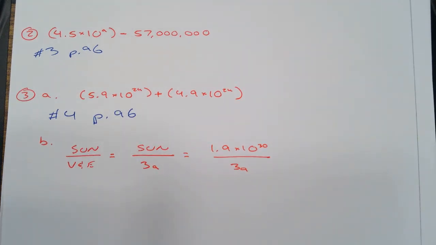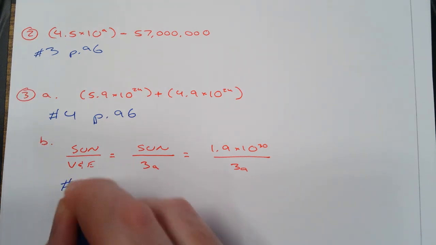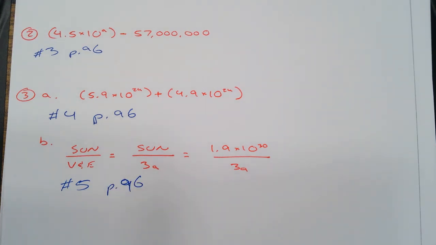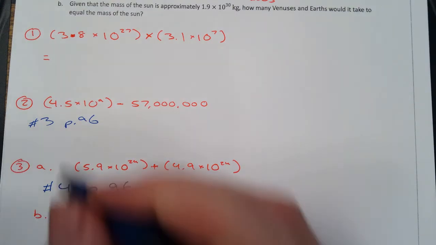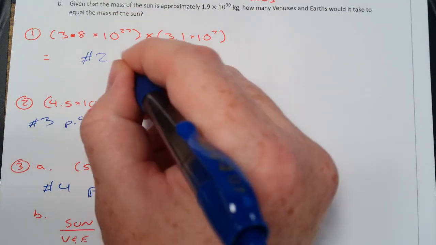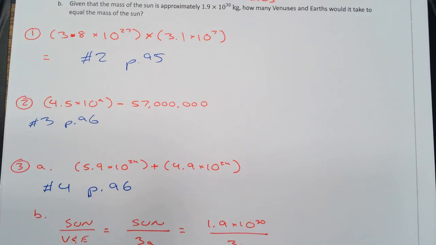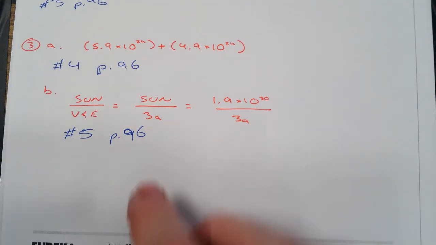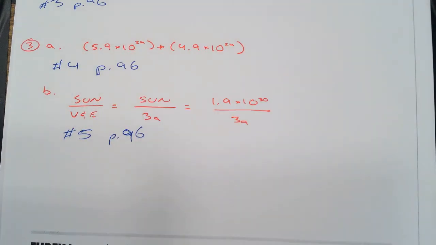But we did do a problem that is super similar to this one. How many fit inside the sun? And we did that for exercise number 5 on page 96. So it's the same kind of math. So if you need help for number 1, look at number 2 on page 95. If you need help for number 2, look at number 3 on page 96. And if you need help for number 3, look at numbers 4 and 5 also on page 96.